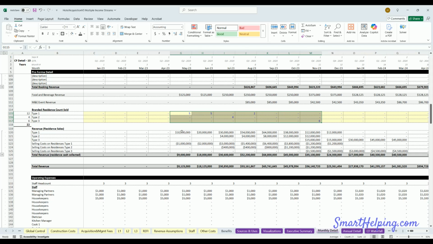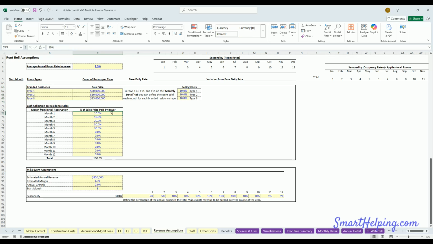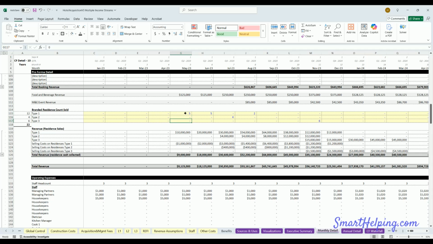That will then drive your revenues in the initial month. So if I put 5 in here in month 5, then in month 5 I'm getting 10% for all of those. So it'd be 10% times 5 times 20 million would be the amount of cash I get, less any selling fees. And then it works like that for all the types and over time. And then here's some math for the result of that happening. Then we've got total revenue, which is just the total of all of those different things we just went over.